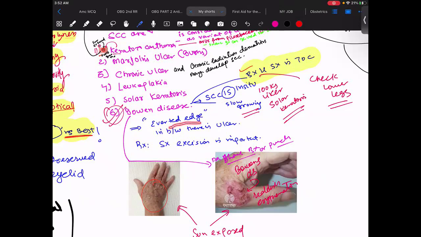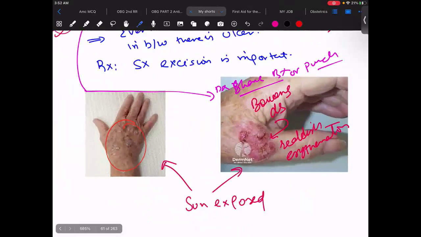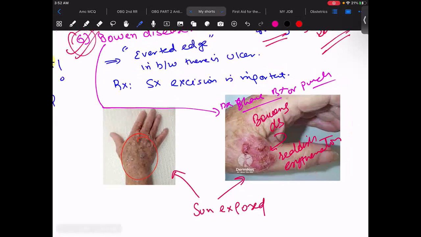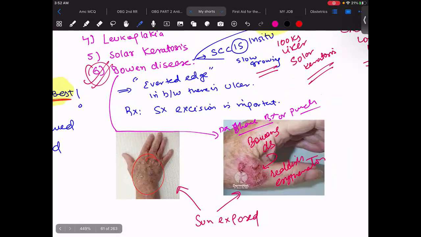You can see the everted edge, and in between there is an ulcer, as you can see it over here. They will give you a picture, and at the time you may get confused between the solar keratosis and the Bowen's disease, but you can see it over here. There are ulcerative lesions in this Bowen's disease, and it is reddish and erythematous. Okay, again, shave biopsy is for the diagnosis, also the punch biopsy is for the diagnosis. Surgical excision is the treatment.